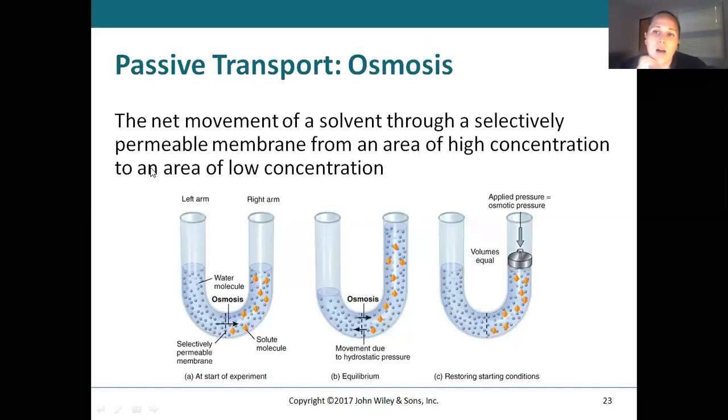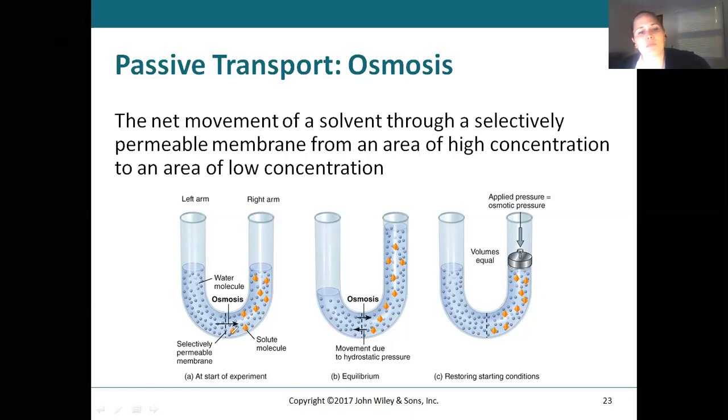Okay, so we've talked about carrier-mediated, channel-mediated, and now we're going to talk about passive transport via osmosis. So osmosis is basically the movement of water from one side of a membrane to another based off of a selective membrane. So the net movement of a solvent through a selectively permeable membrane from an area of high concentration to an area of low concentration.